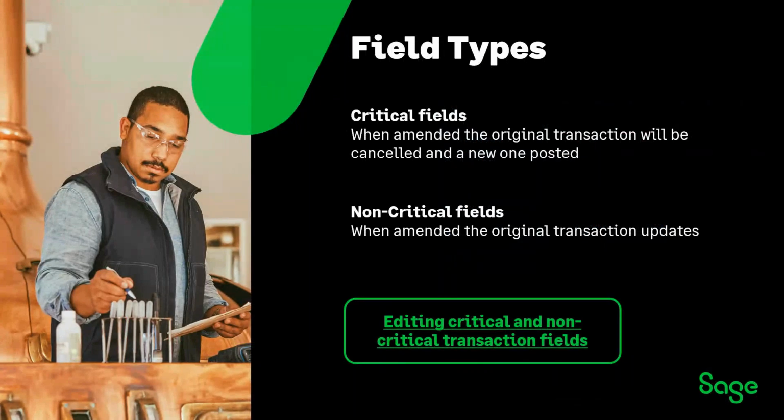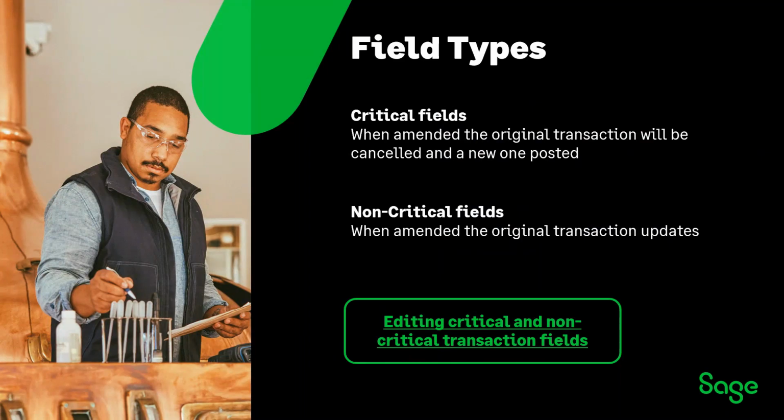So there are two types of data fields when completing a transaction. If you think about when you're entering an invoice, you have the account number, your nominal code, your bank account, and so on. Now, some are classed as a critical field and some are classed as non-critical. For critical fields, when you amend those, that requires the original transaction to be cancelled and a new one posted. And that's because it's something that's deemed audit critical.